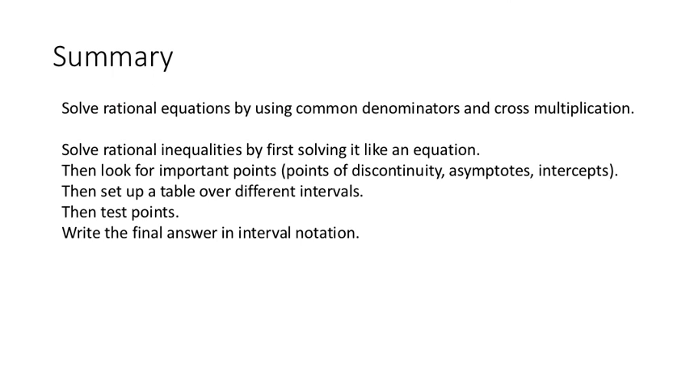Just a bit of a summary. For rational equations, just get common denominators, do cross multiplying and cancelling. If they're rational inequalities, solve it like an equation, then look for your important points: your discontinuities, your asymptotes, your intercepts. Look at the table of different intervals, test points, and write an answer. Then check it by graphing.